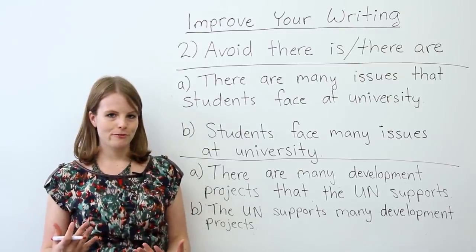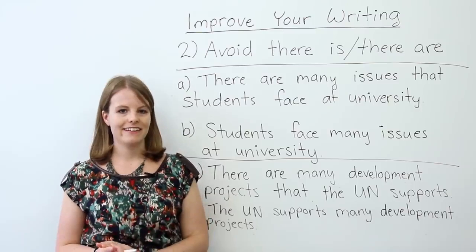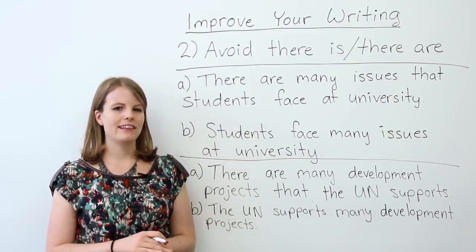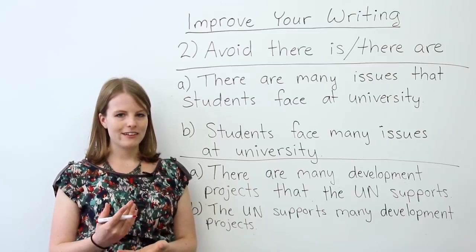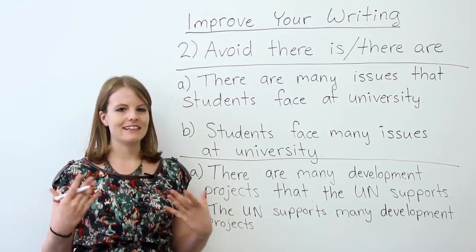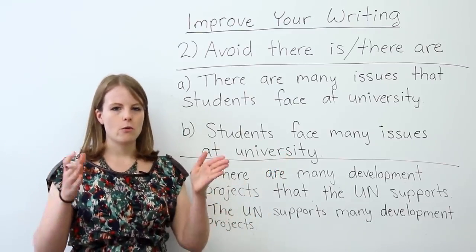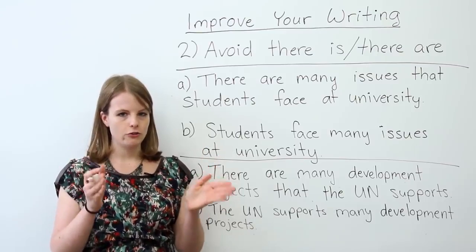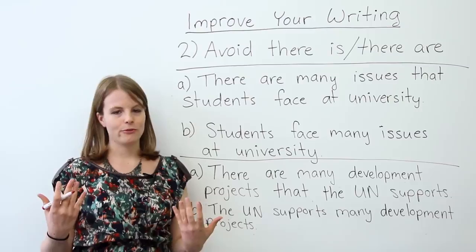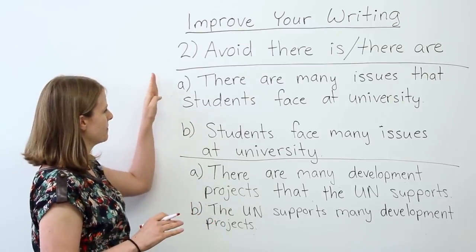So tip number 2 is avoid there is or there are. Okay? So why do we avoid there is or there are? Well, one of the reasons is when we write, we want to write our ideas clear and concise, meaning we don't want these long sentences. We want our sentences to be to the point. There are adds extra words that are not needed. So let's look at some examples.